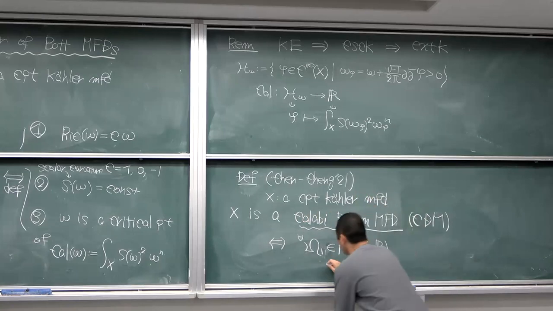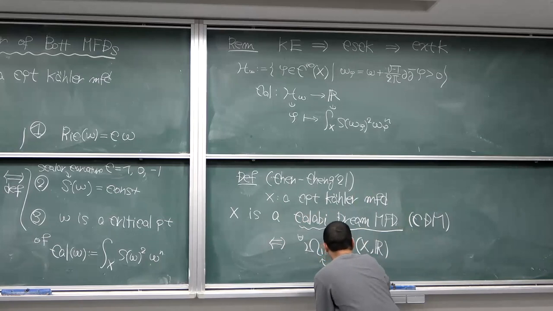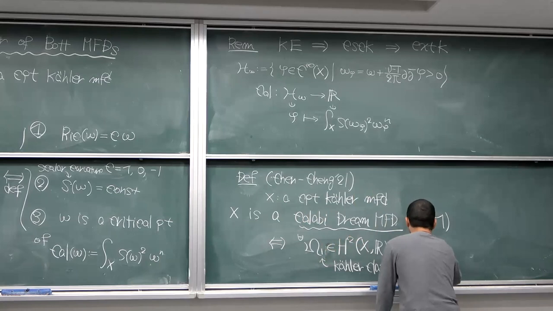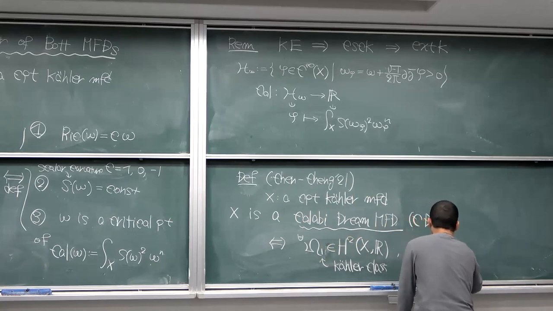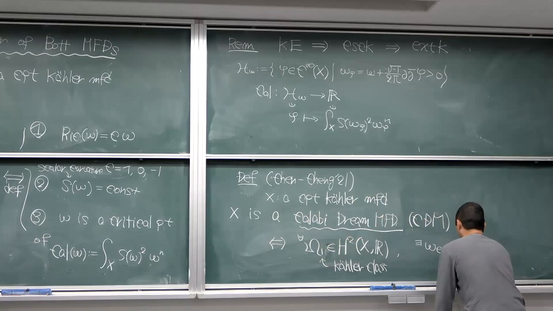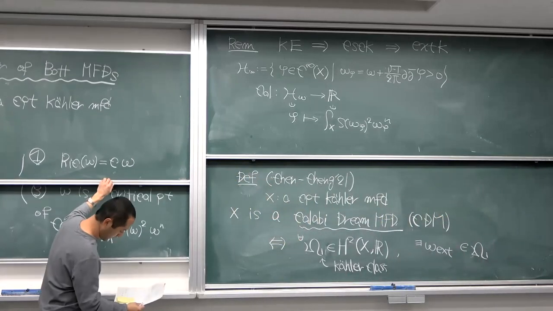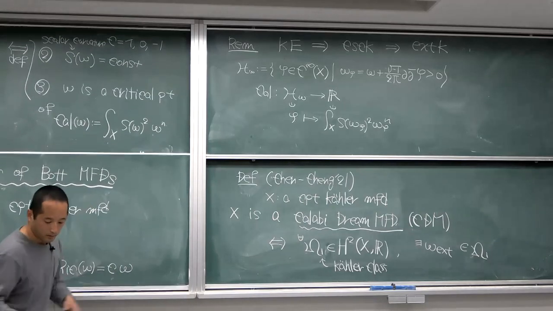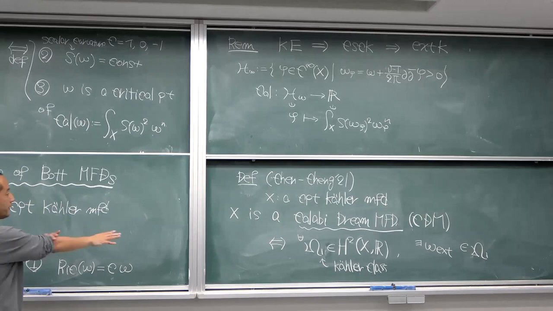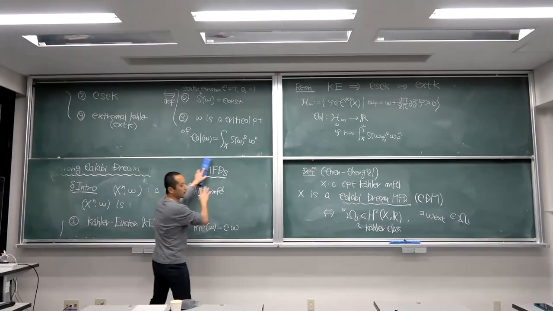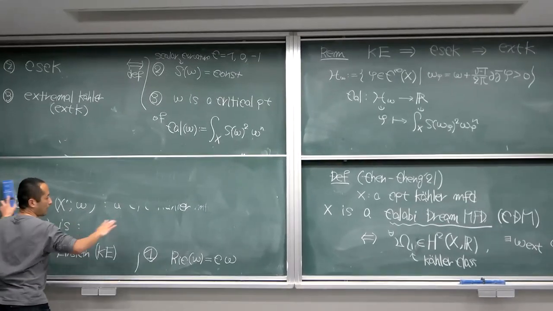That for this Kähler class omega, if each Kähler class admits an extremal Kähler metric, then we call such a compact manifold a CDM in omega. And this is one of the main objects of today's argument. The definition is very simple, but of course, we wonder what kind of compact Kähler manifold is this kind of CDM.